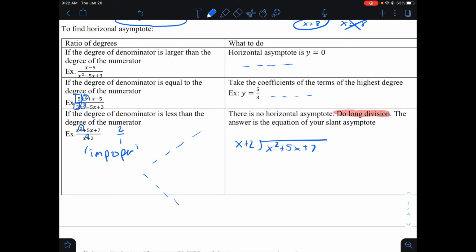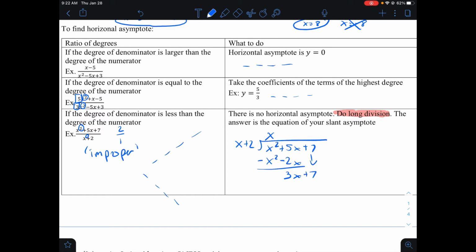And we go ahead, we say, okay, how many times does this x go into x squared? We get x. We have to go ahead and multiply. So we get x squared plus 2x. Then you got to change your signs. You get minus, minus. You get 3x. And you're going to have to go ahead and bring your 7 down.